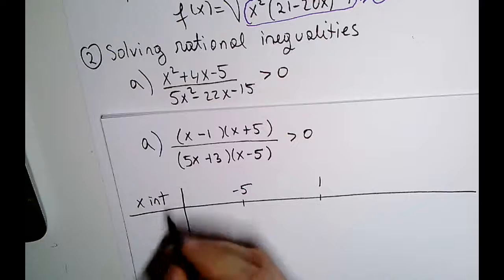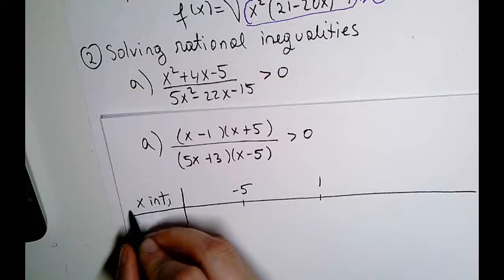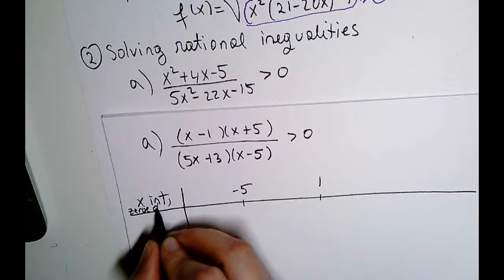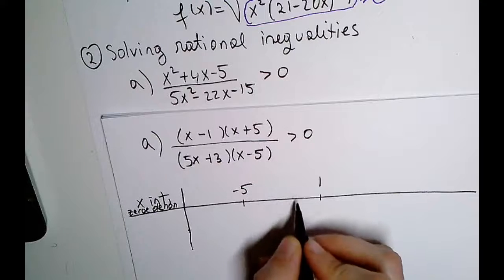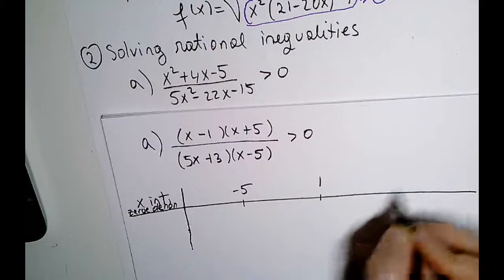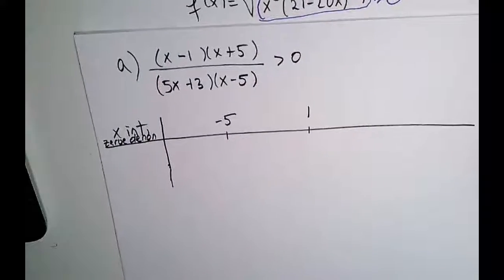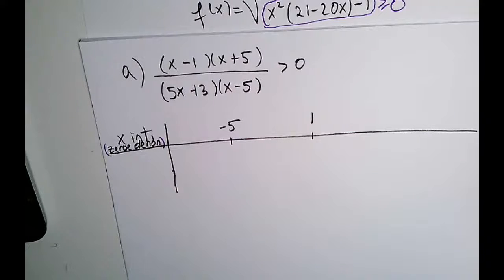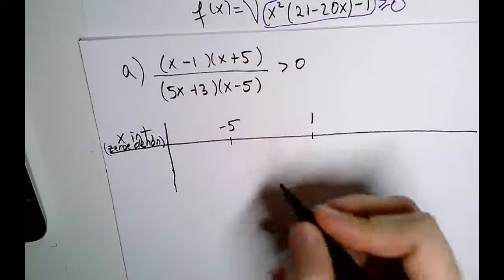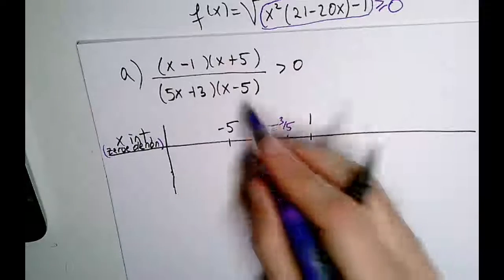And then I'm also going to put the zeros of the denominator. Even though the denominator can't be 0, I'm going to keep track by plotting where it would be 0 and then keeping track that it cannot be that value because I can't divide by 0. So the x-intercepts are -5 and 1, and then the zeros of the denominator are going to be -3/5, which is -0.6, and then 5.